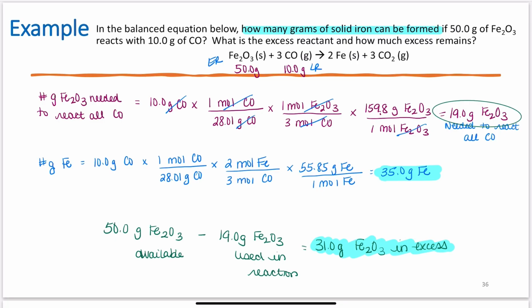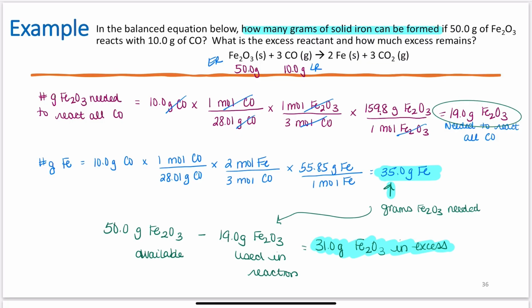So there's multiple ways to find the excess reactant. Another way I could have done it is I could have converted this amount of iron backwards to Fe2O3 and said how many grams of Fe2O3 is this going to use up? And it would come back to that 19 for me, giving me that answer. Again, what I mean by that is taking this value here and converting that to grams of Fe2O3 needed. That would have given me that 19.0 grams of Fe2O3 needed. The math would have worked out.